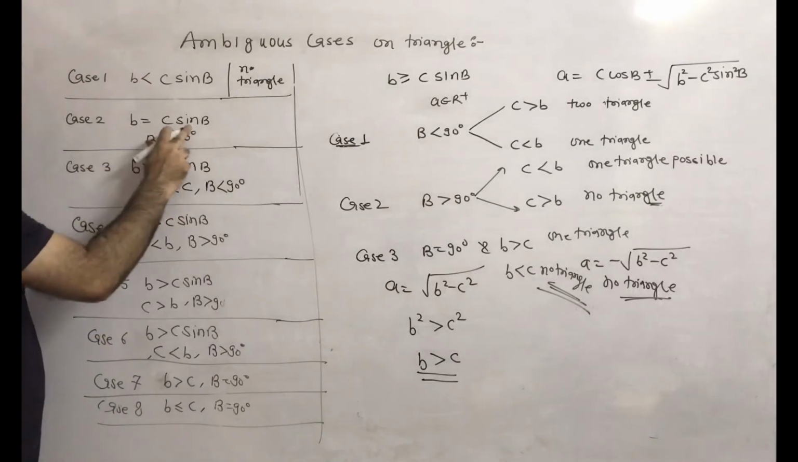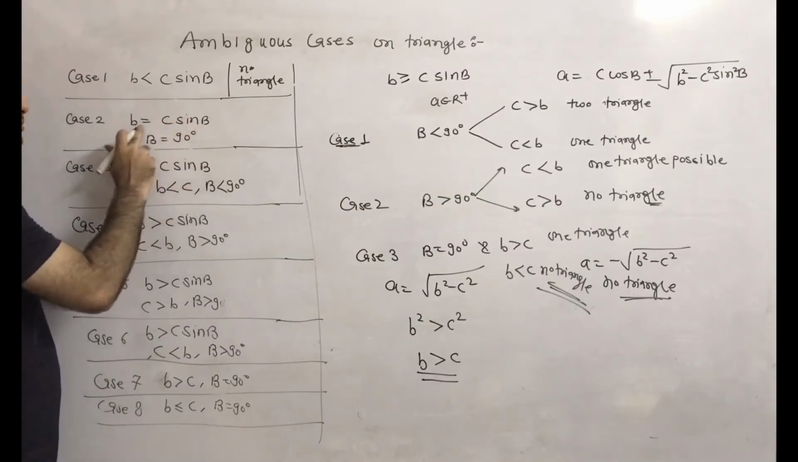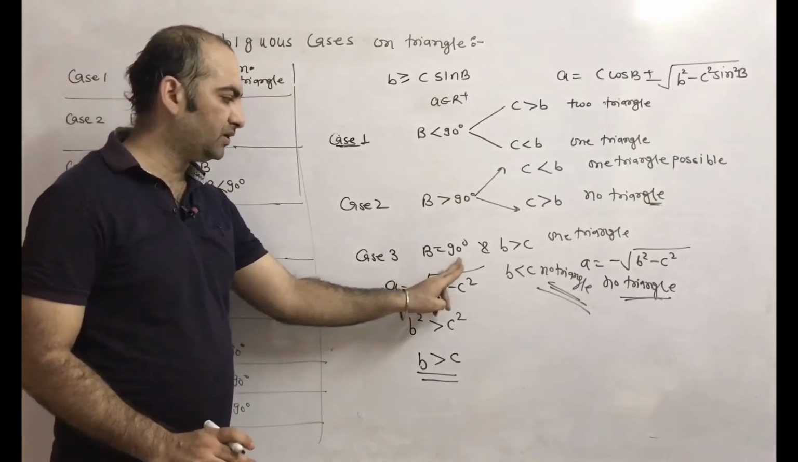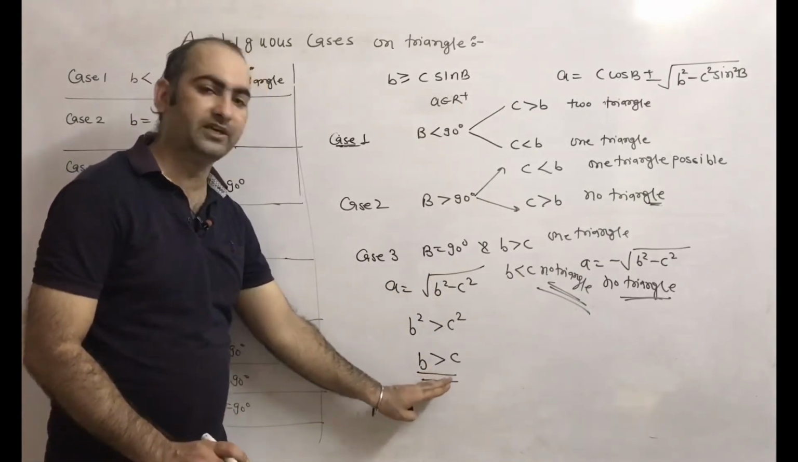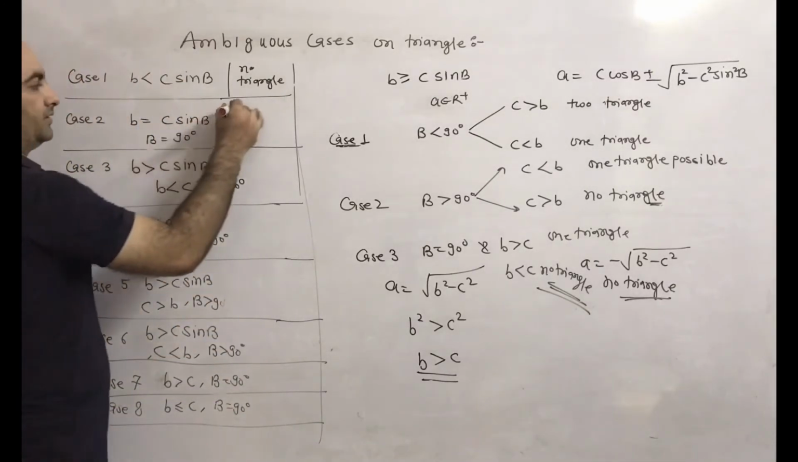Second case, b equal to c sin B and B is what? 90 degrees. If B is 90 degrees, that means sin B is what? 1. So what will come? b equal to c, and B is 90 degrees, that means this case will come. So B equal to 90 degrees and b is greater than c, then only a triangle is possible, otherwise a triangle is not possible. That means for this one, no triangle.